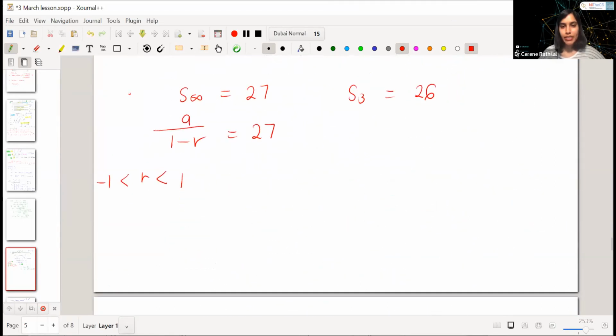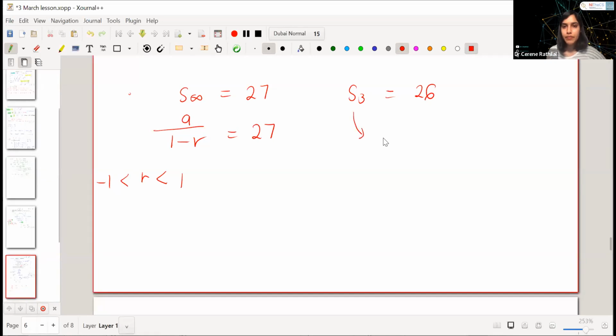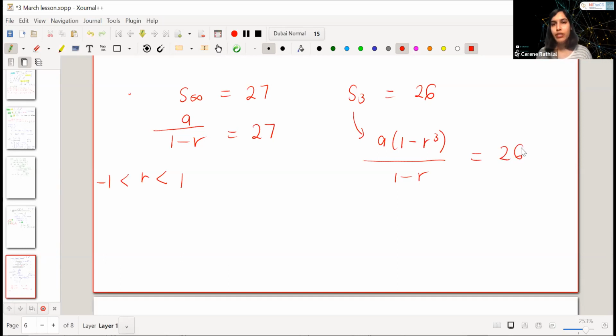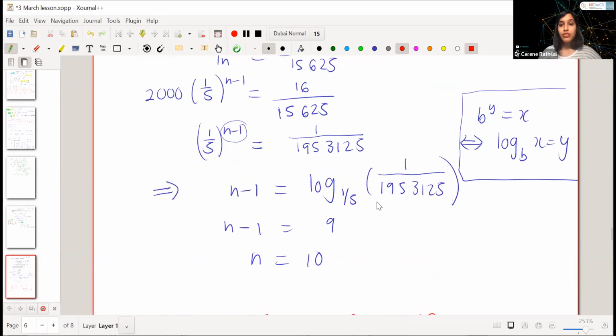Okay, let's go back and write down what the S3 represents. S3 represents A into 1 minus R to the power 3 divided by 1 minus R equals 26. Are we all happy with the formula that I've written down? Do you agree that this is S3 using the formula? Good. So now this is what I have, and let's remind ourselves about what the question's asking.